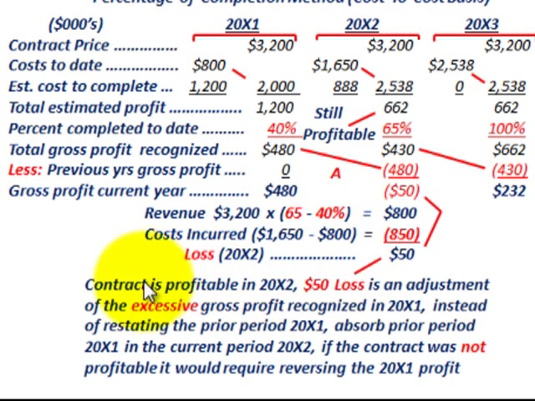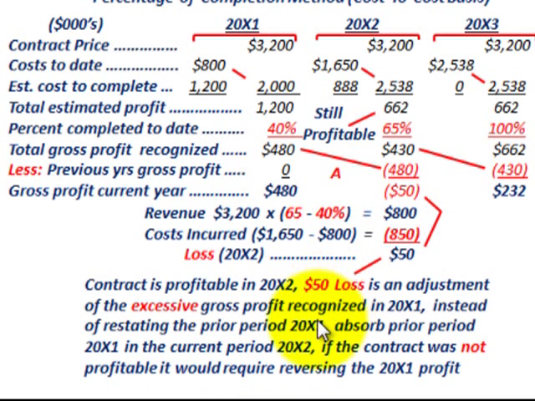Okay, so let's go down here and just review that. The contract is profitable in 20x2 that we just looked at. So in this case, it would be $50,000 here, but the 50 loss here is an adjustment of the excessive gross profit recognized in 20x1. This 480 here is an excessive amount of gross profit that we recognized in 20x1. Instead of restating the prior period 20x1, we absorb that loss of the prior period 20x1 in the current period, 20x2.